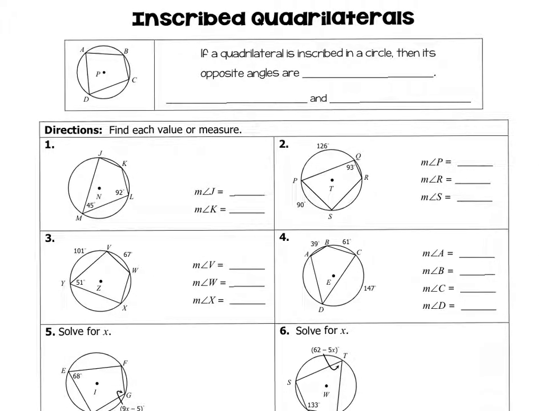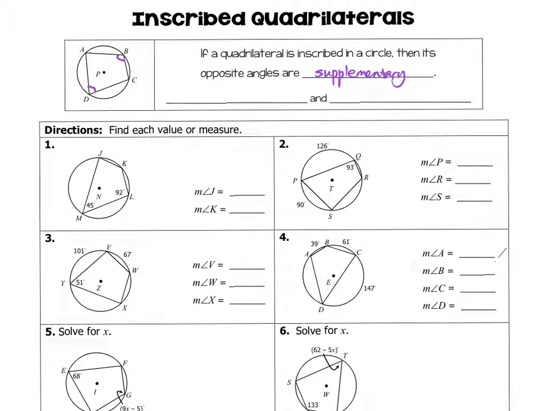Okay, here is some more practice, but in this case, rather than an inscribed triangle, we have inscribed quadrilaterals. And if a quadrilateral is inscribed in a circle, then its opposite angles are supplementary. So they add up to 180. And think about why that is the case. In this case, B and D would add up to 180.